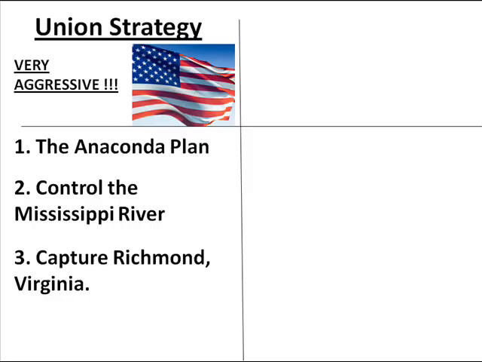The last part of the Union strategy to win the Civil War is to capture Richmond, Virginia. Richmond, Virginia becomes the capital of the Confederacy. It's the seat of their government. So whenever you're trying to win a war, you always want to capture the other country's capital, and that becomes a part of the Union strategy.